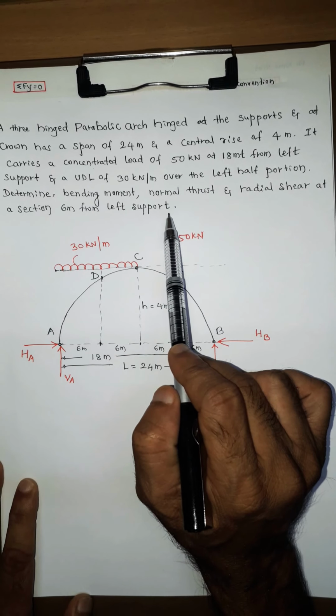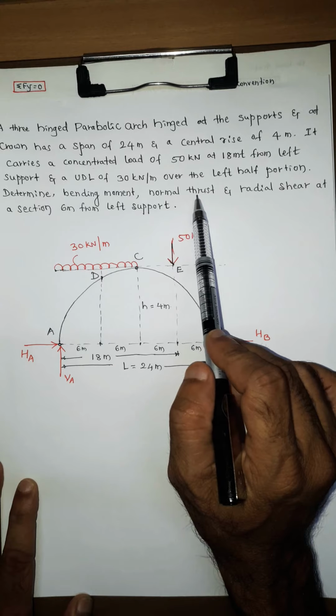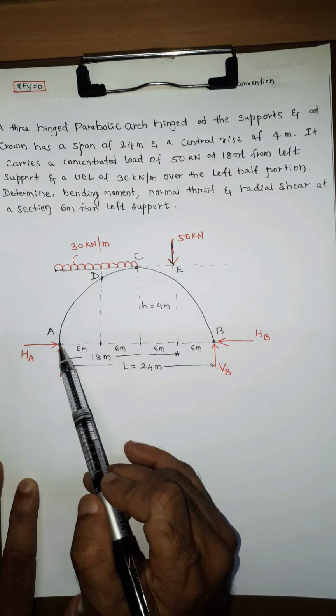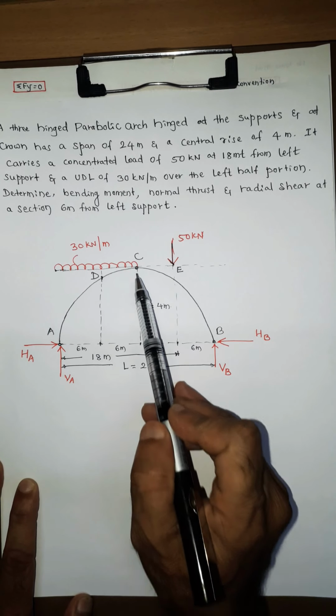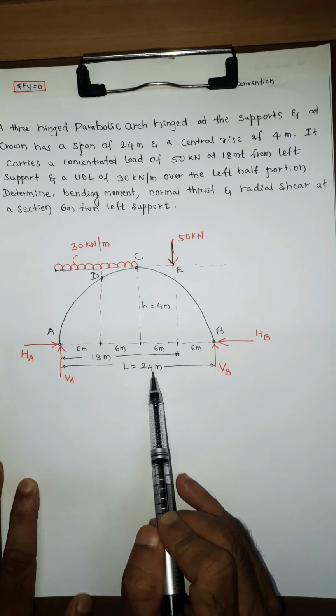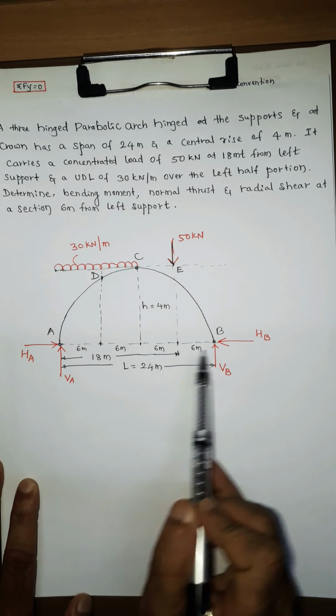So from left support, that is from A, we have to find out bending moment, normal thrust and radial shear. So the figure will be like this. This is a three hinged arch hinged at A, B and C. The total span of the arch is 24 meter. Okay, half will be 12 and 12.